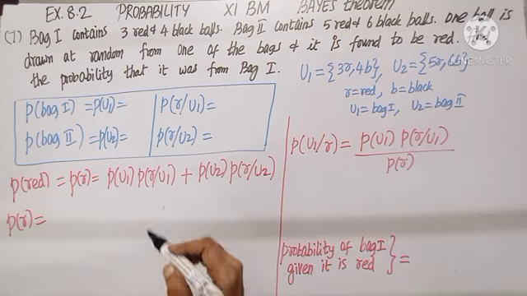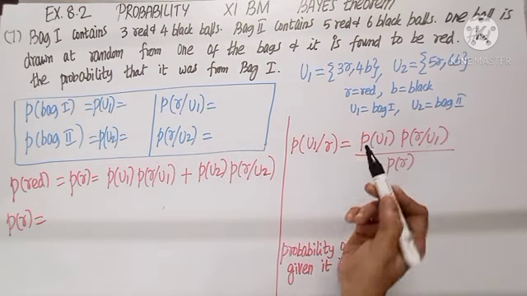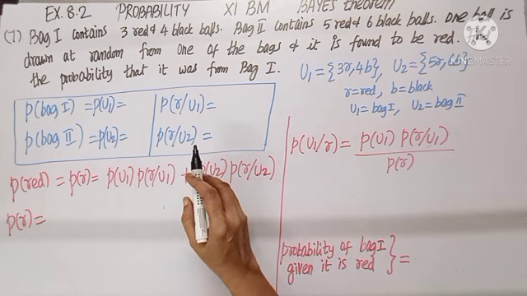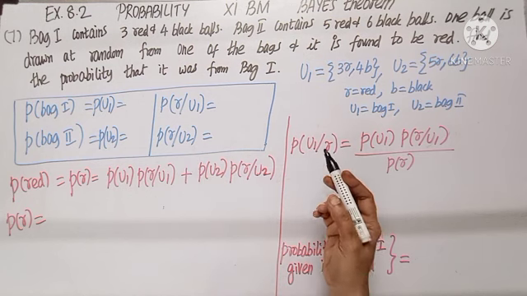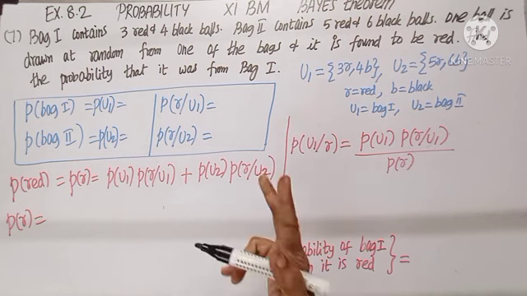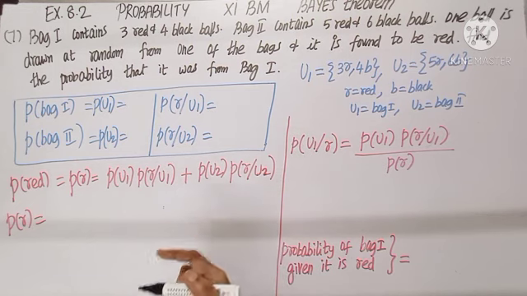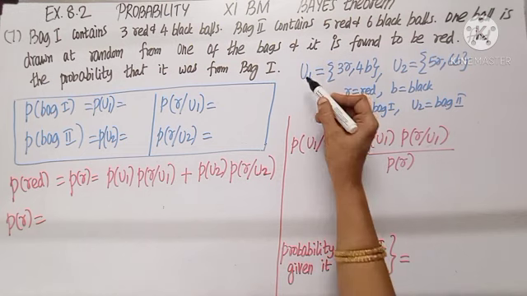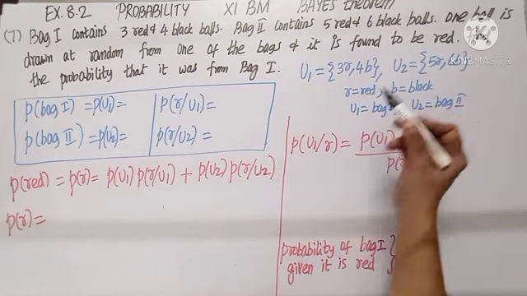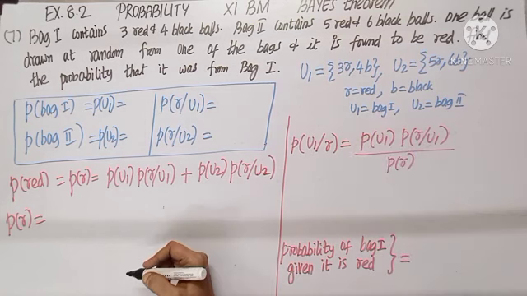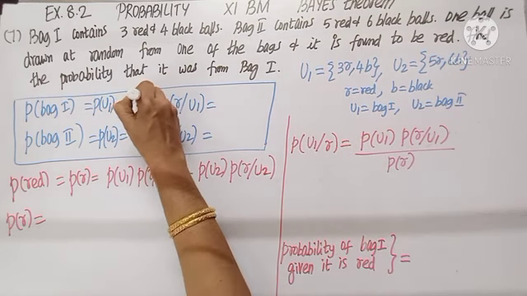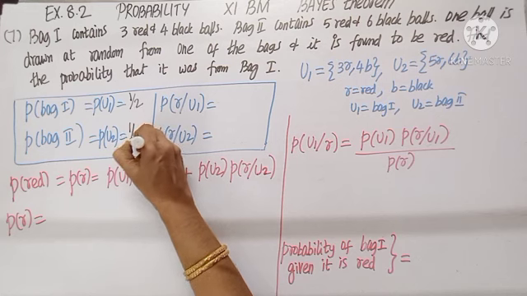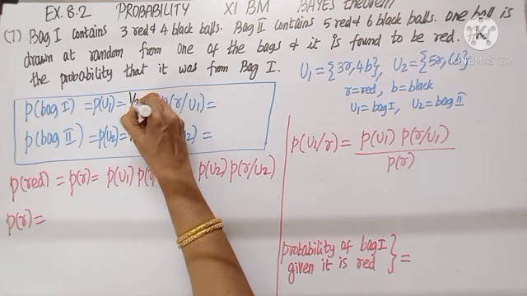Now, there are 2 bags. I can select first bag 1 by 2, second bag also 1 by 2. Because there are 2. If there are 3 bags, each bag probability is 1 by 3. If there are 4 bags, each bag probability is 1 by 4. Here we are given 2 bags. Both of them have equal chance of being selected. So P of U1 is 1 by 2, P of U2 also 1 by 2.